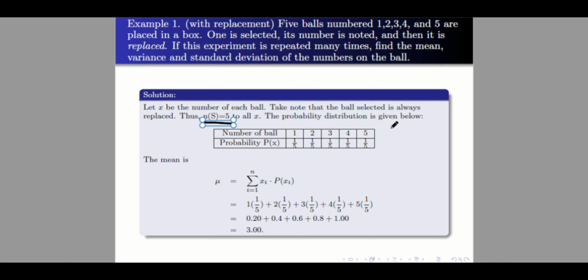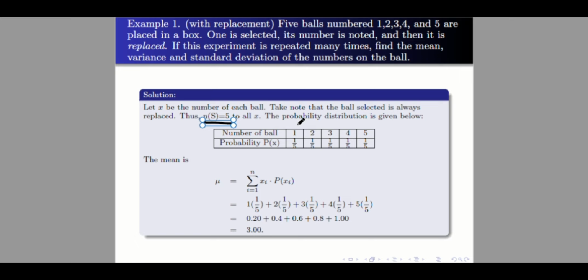So the probability distribution is like this. 1 over 5 for all, because there is only one 1 ball, only one 2 ball, only one 3 ball, only one 4 ball, and only one 5 ball. That is why we have this. And if you remember the properties, all of the 5 balls or possible outcomes are exhausted.